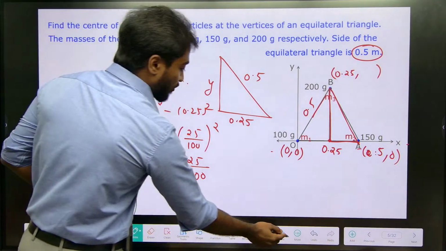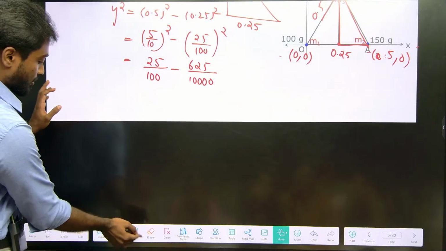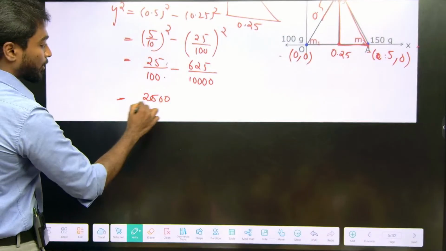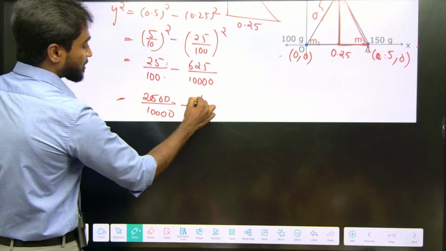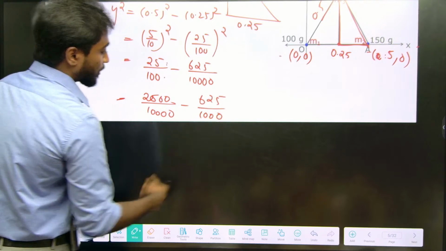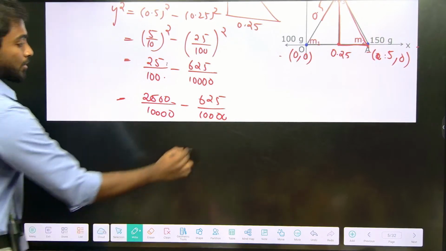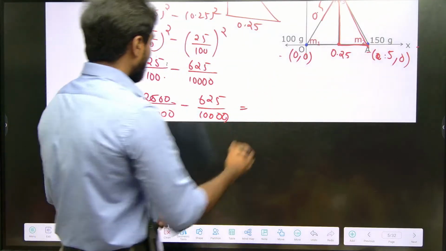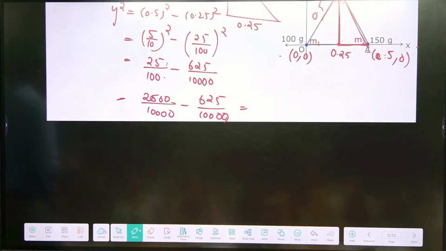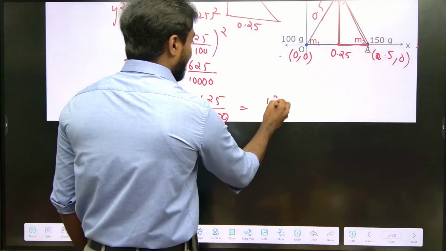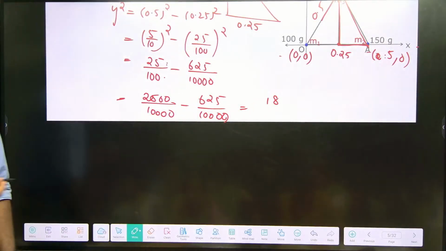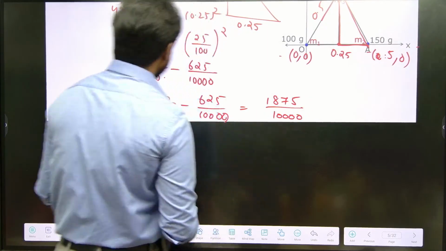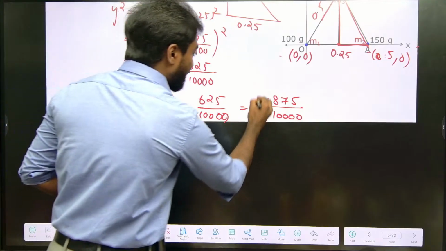Now do the cross multiplication, or you can multiply by 100 here. You will get 2500 divided by 10,000 minus 625 divided by 10,000. So how much is 2500 minus 625? It is 1875 divided by 10,000.